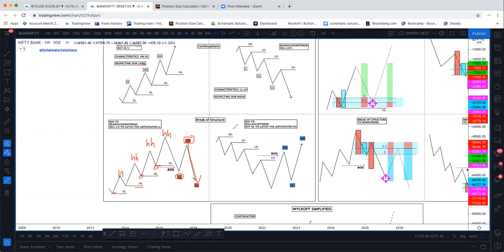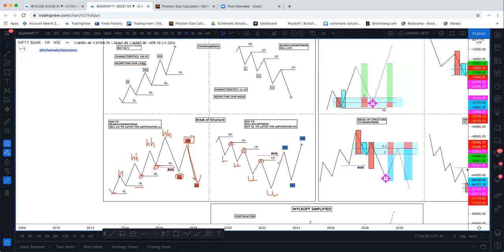So now let's say we're in a downtrend and we're breaking structure to the upside. We're obviously going to have this low. We have this lower low as well, that was made from this lower high. We have this lower low, that was made from this lower high. Then we have this lower low, that was made from this lower high.